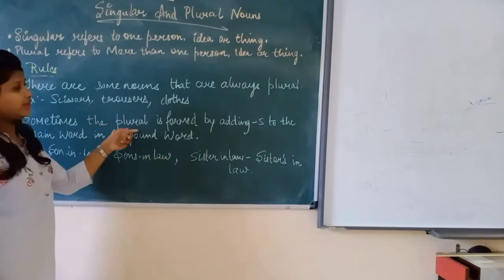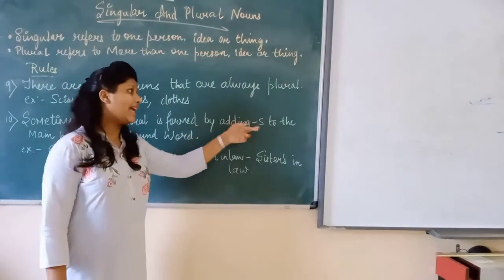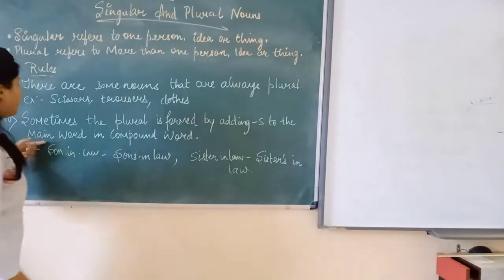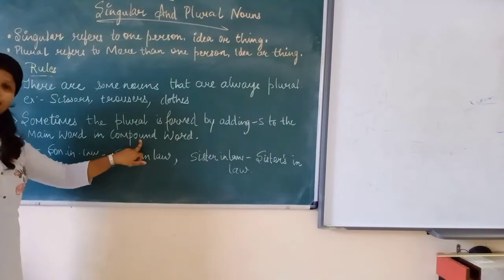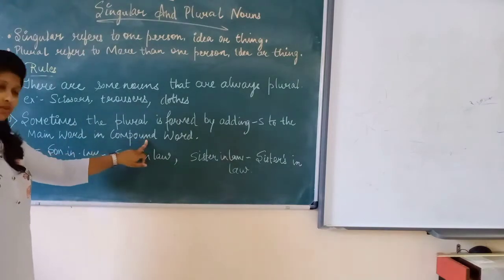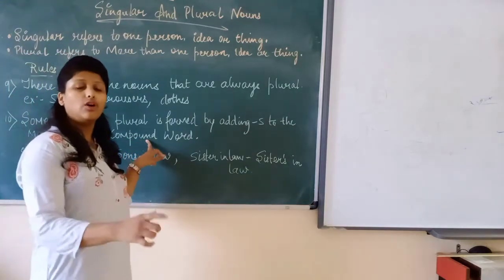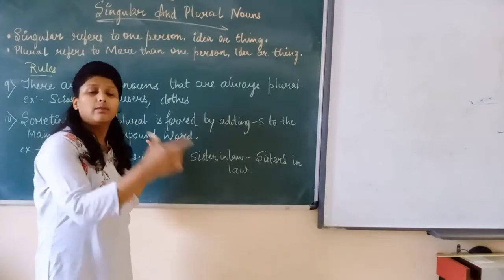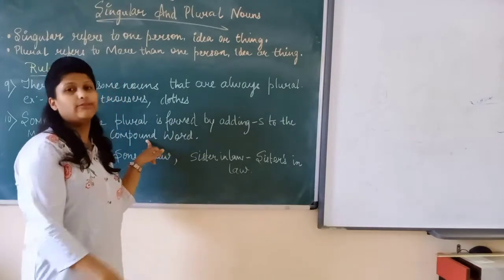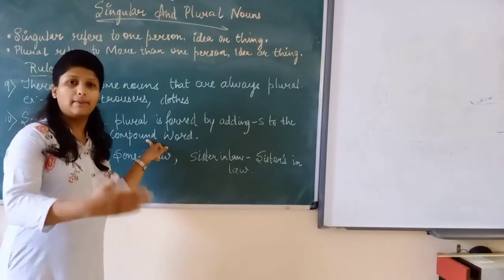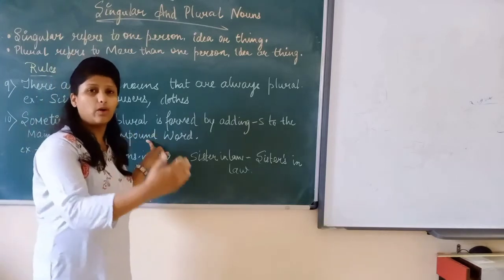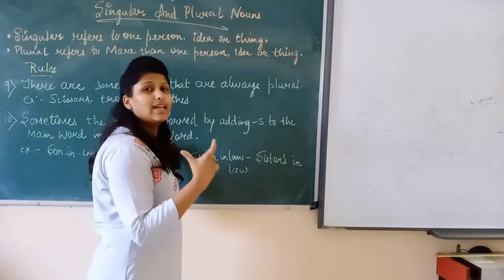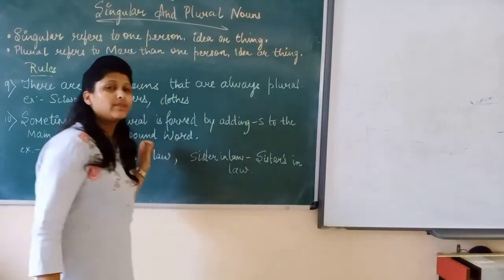Now, the last rule. Sometimes the plural is formed by adding s to the main word in compound words. Now, what does compound word mean? A compound word means the combination of two words joined to make one word. For example, foot plus ball. So, we have joined foot plus ball and we have made one word, that is football.